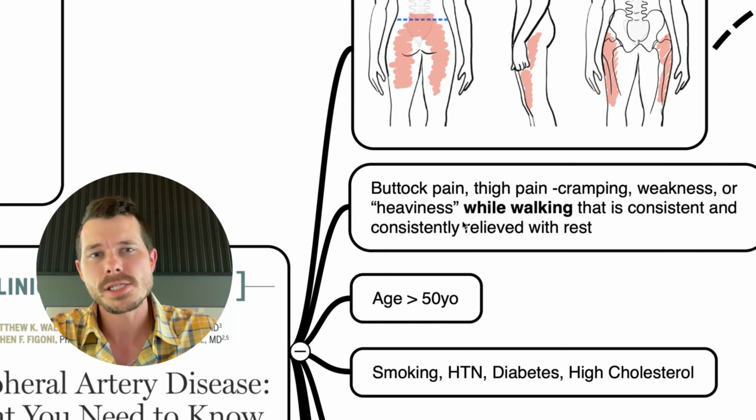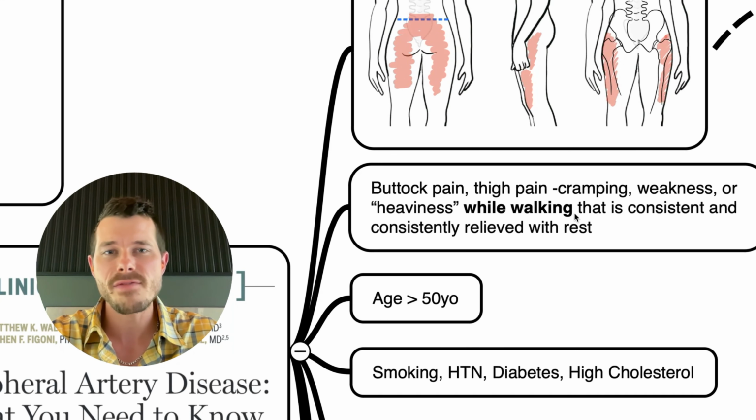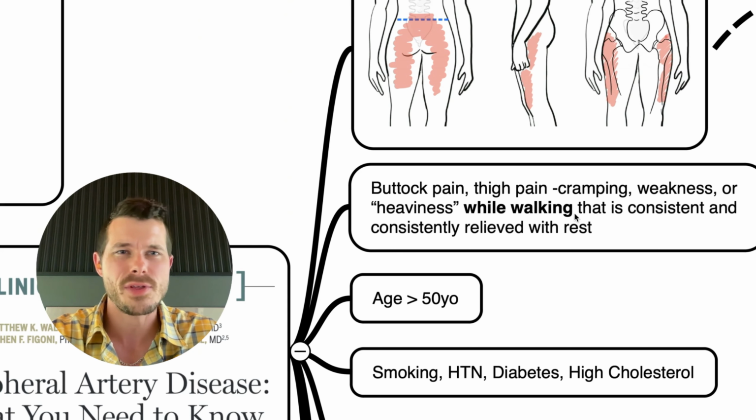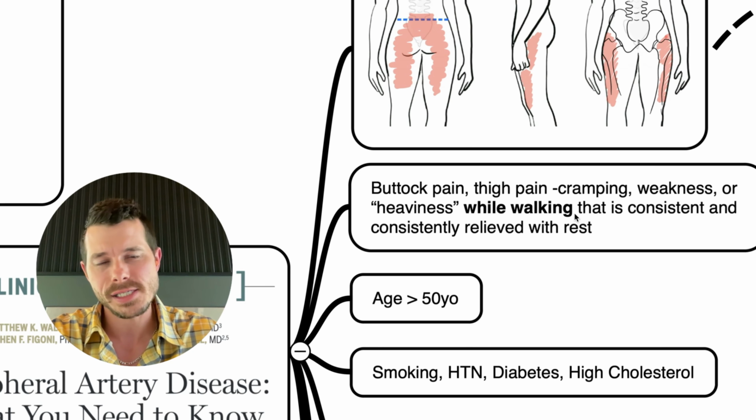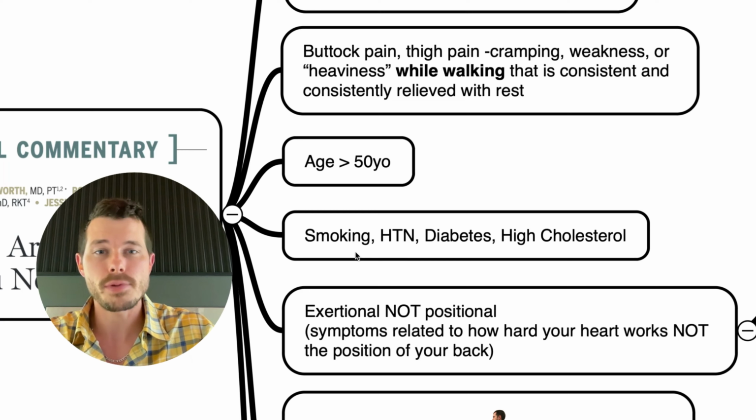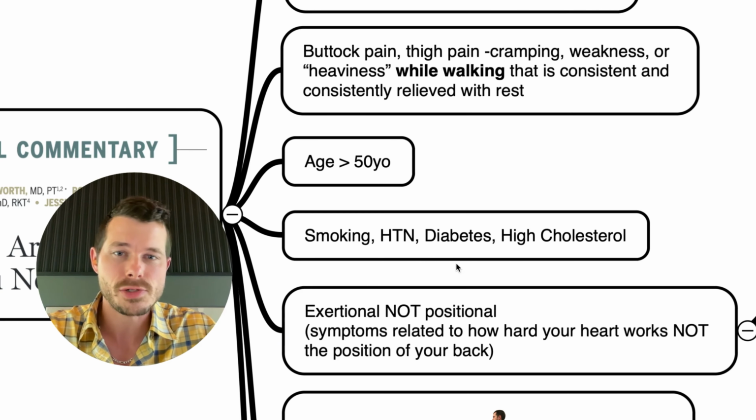Both-sided symptoms, and you would describe this generally as cramping, weakness, heaviness while walking in the back, the thighs, the legs, that is consistent and consistently relieved with rest. Generally, this occurs in people who are a bit older, greater than 50, and folks who have some different things which affect maybe their cardiovascular health. So smoking, high blood pressure, diabetes, high cholesterol, things like that.